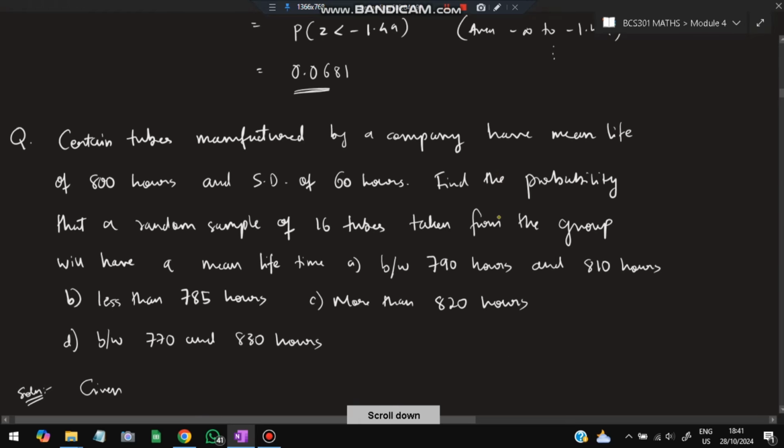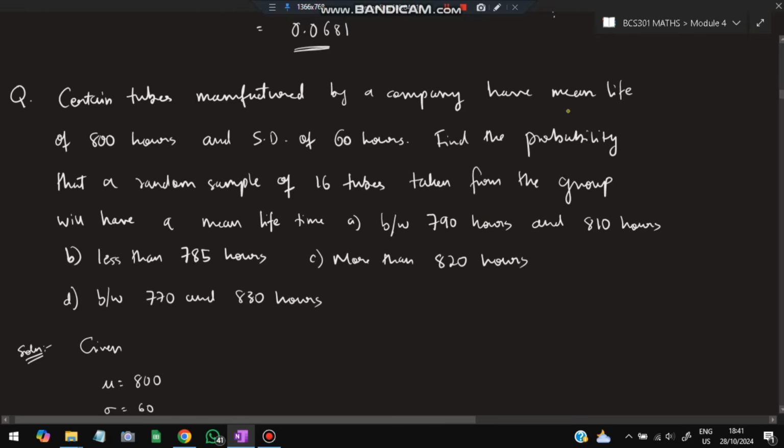Moving on, certain tubes manufactured by a company have a mean life of 800 hours. This is the mu value. SD of 60 hours. This is the sigma value. Find the probability that a random sample of 16 tubes, n value 16, taken from a group with a mean lifetime between 790 and 810 hours. Now x bar value is between 790 and 810.